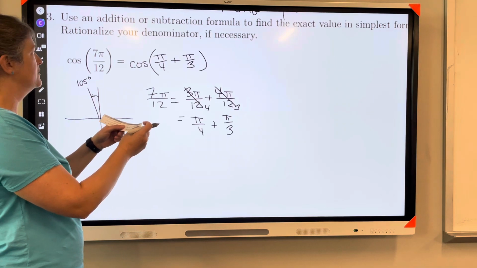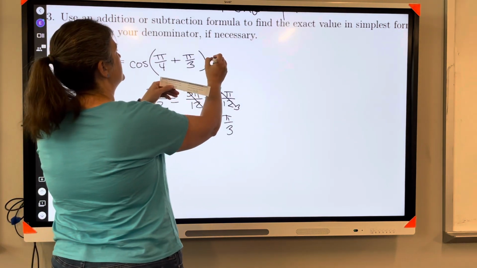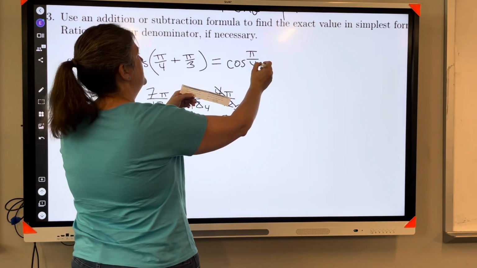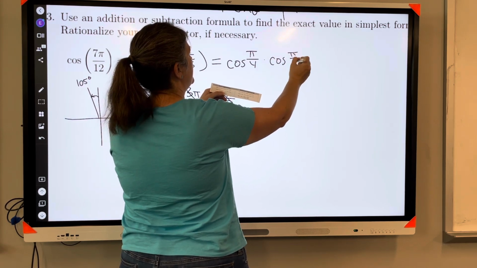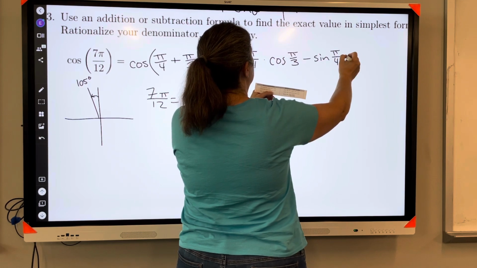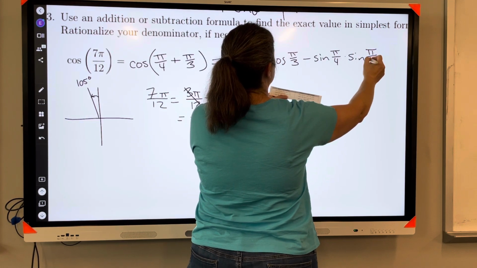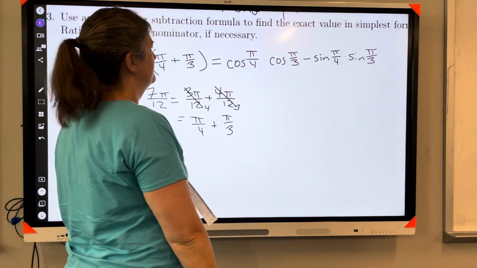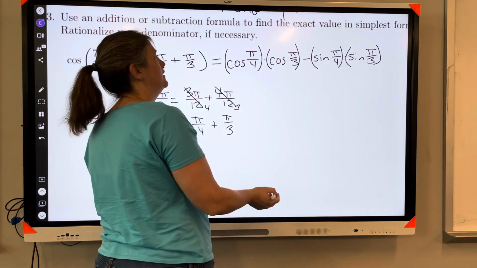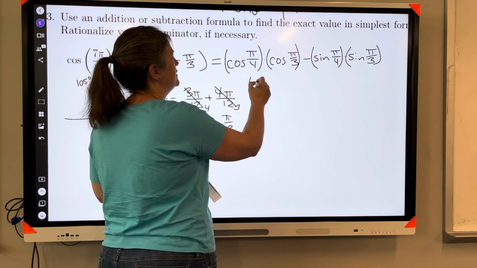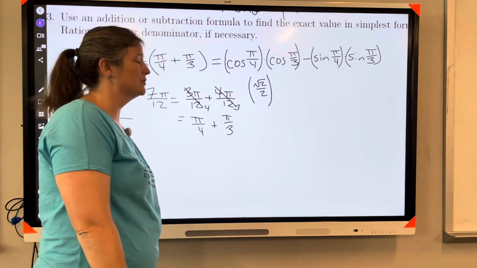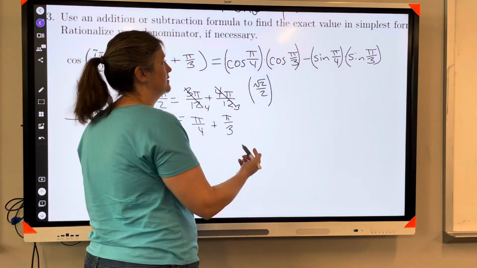Now I have to use the formula. So I'm looking for the cosine sum. It's on the left of the paper, and it says the cosine of pi over 4 times the cosine of pi over 3 minus the sine of pi over 4 times the sine of pi over 3. Great. Now each of these has a value that I know from my unit circle. The cosine of pi over 4 is square root of 2 over 2. These are all acute angles in quadrant 1. They've all got positive values, so my signs work out nicely as far as that is concerned.